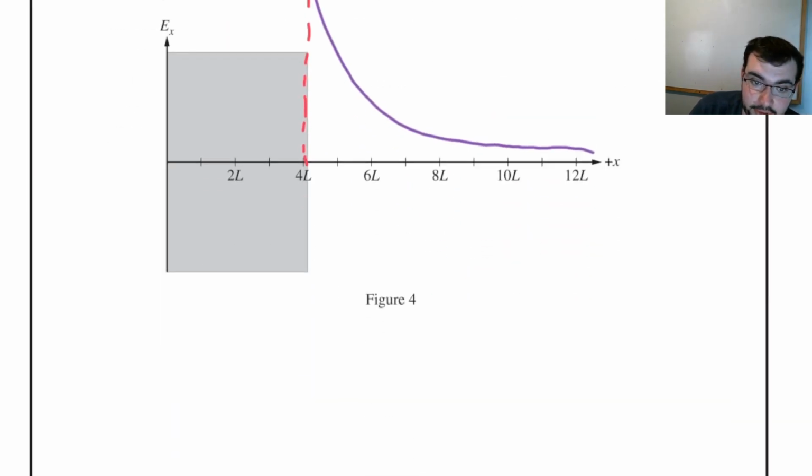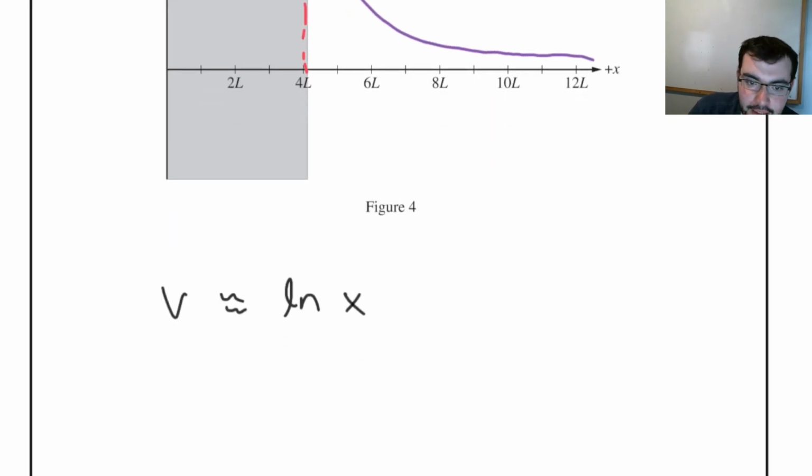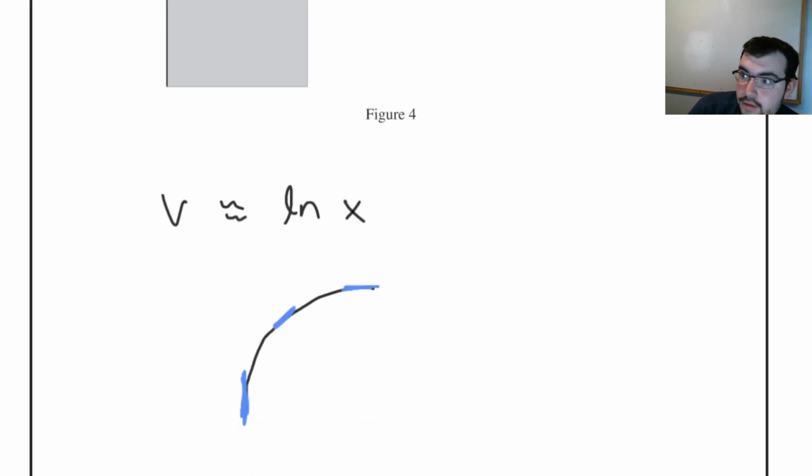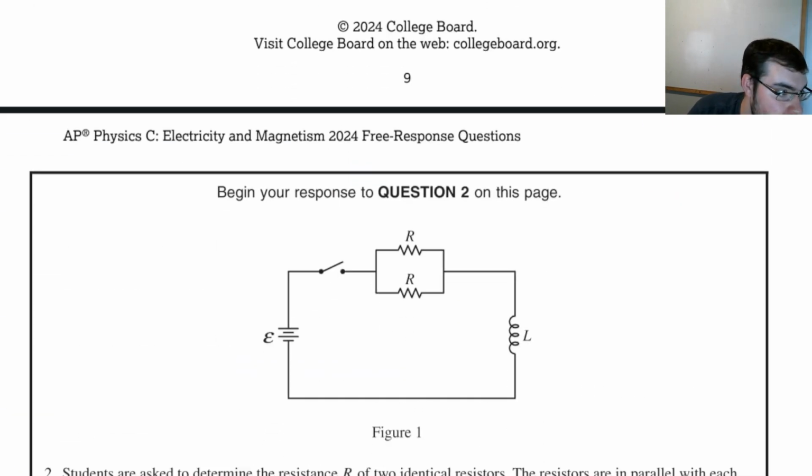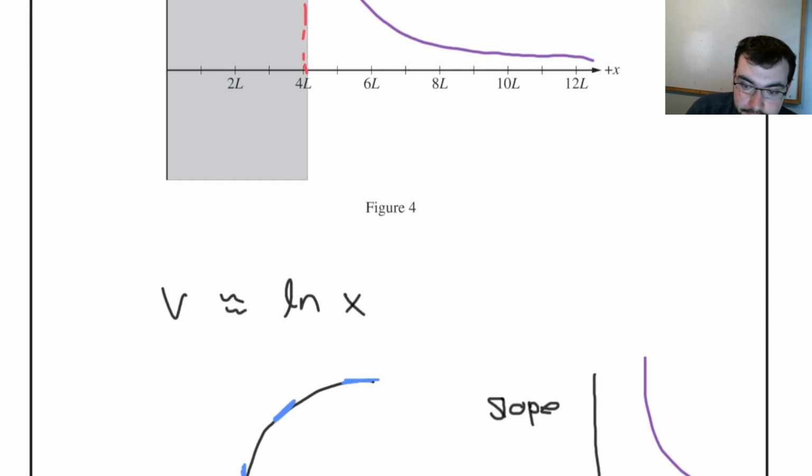The other way of doing this would just be to look at a graph of V. V is kind of like ln. ln x looks like this. And if ln x has a vertical asymptote, that means that over here, the slope is going to be infinity, and it's slowly going to decrease. So if we graph slope as a function of x, we get that. Oh, and then we're done. Nice.